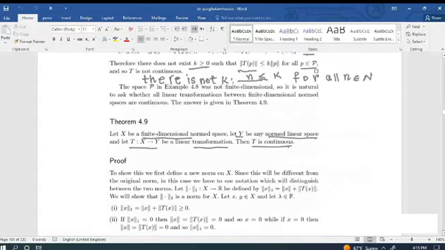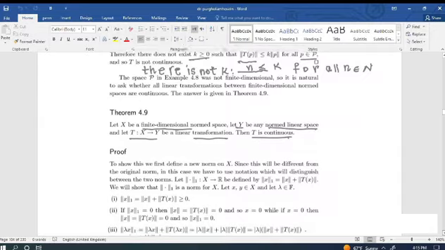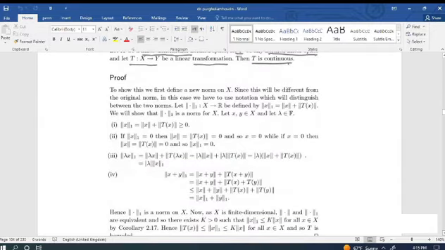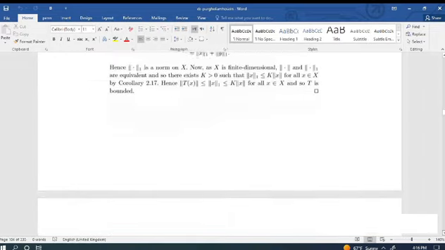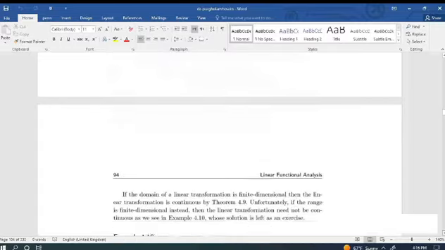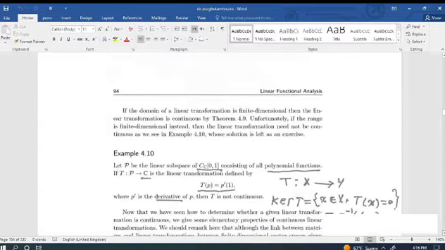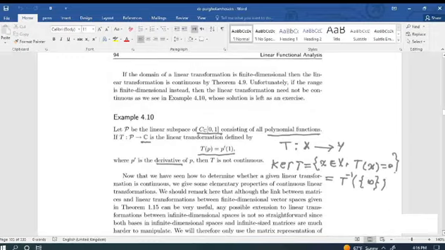We had this theorem: if X is a finite dimensional space and Y is a normed linear space and T from X to Y is a linear transformation, then T is continuous. So every linear transformation from a finite dimensional vector space to a normed space is continuous. And this is an example.